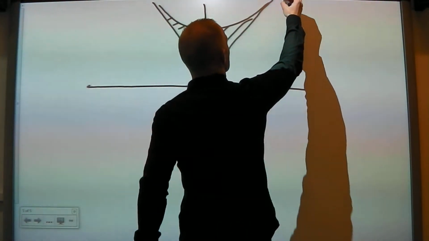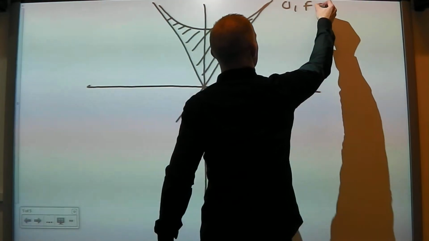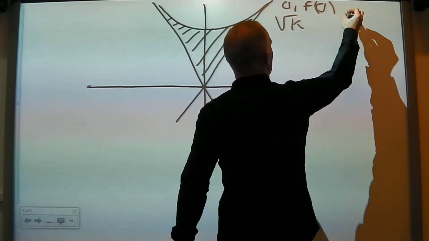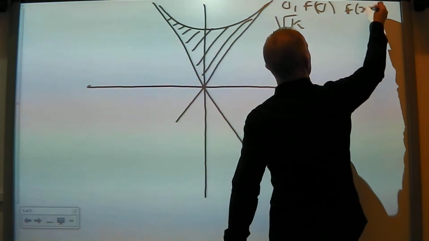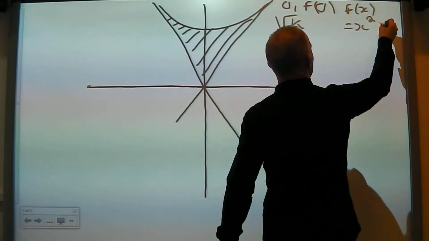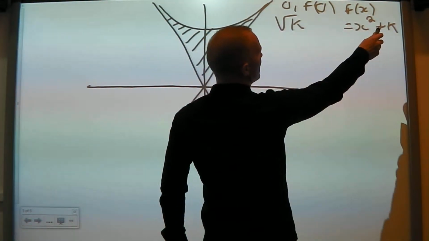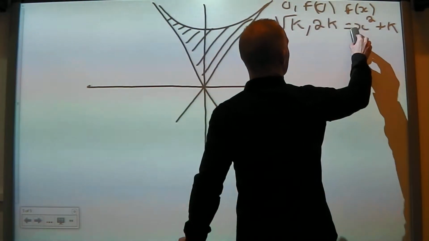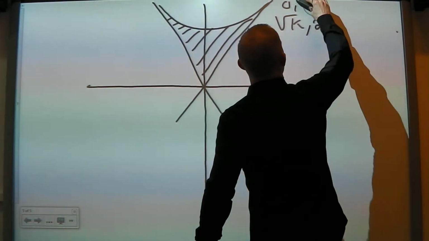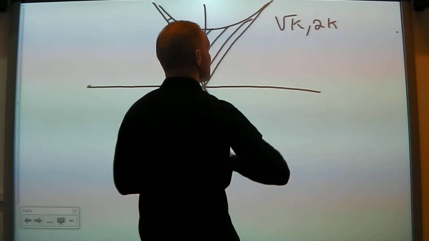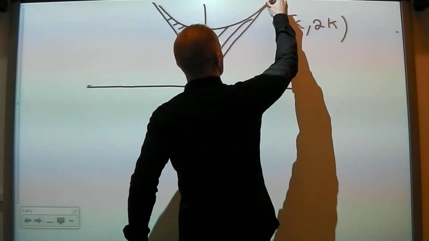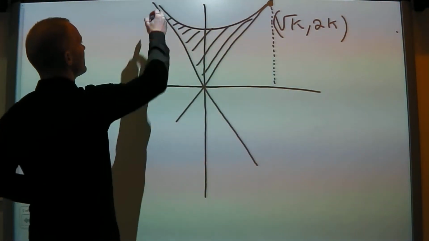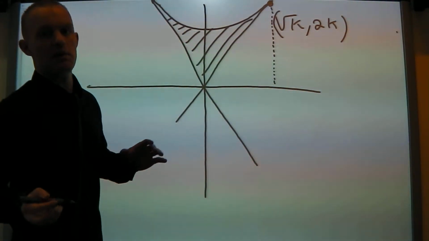So this here was the point a comma f of a. Well, we know that a is equal to root k, so that's the same as root k. And our f of x was equal to x squared plus k. So then f of root k is going to be 2k. So there's the point, root k comma 2k, that's our point here. Just draw that triangle down here now. And as we see, don't forget the area is symmetrical as well. That's one thing to remember, just to make it handier.